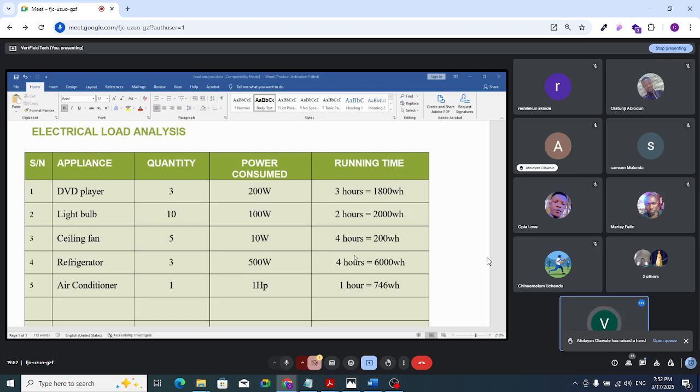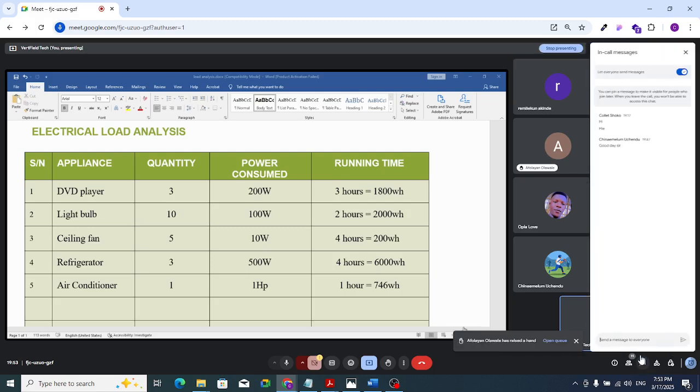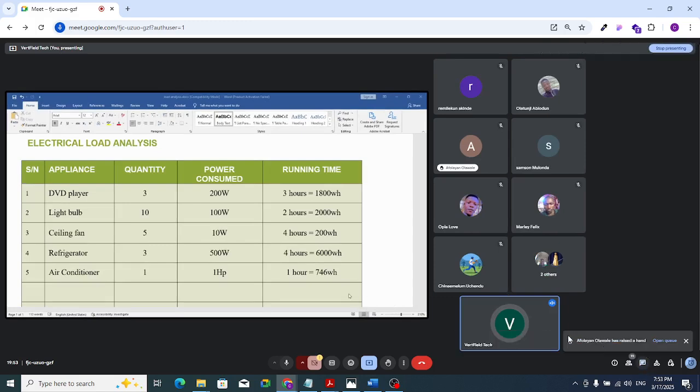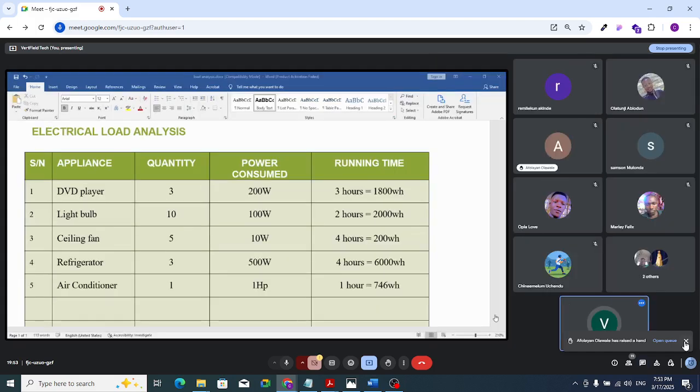Alright, so we have established that there are standard parameters we use for this course. We have also read out the various details regarding the individual appliances. Now, how do we run a load analysis? That is the big question of the day. How do we run a load analysis?